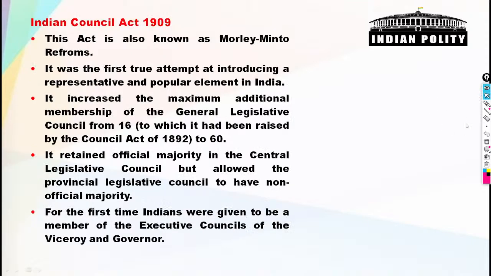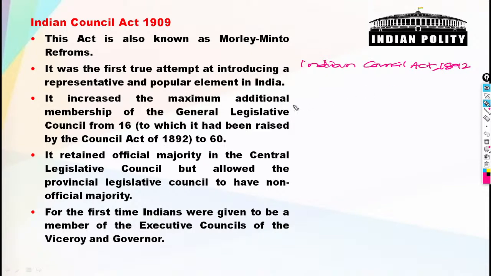Then we can discuss some other acts that we have not mentioned here. 1892, you can write that. Indian Council Act 1892. This is the second Council Act.